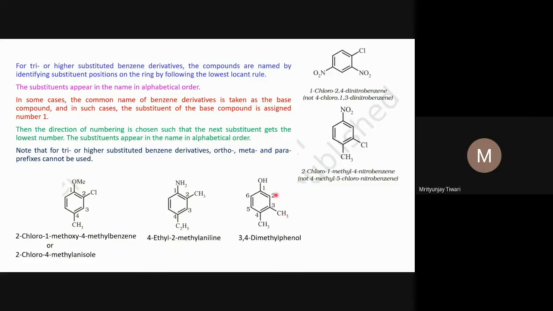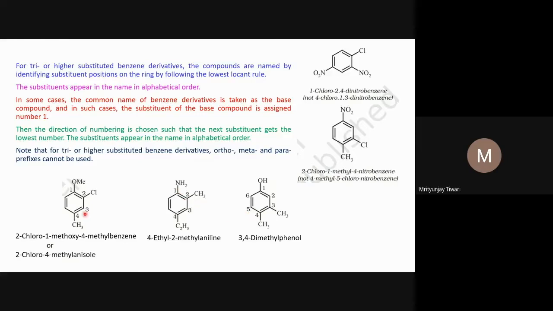In this case, phenol is considered as the base compound. When using the OH group, if phenol is the base compound, then we start numbering from the carbon atom containing the OH group. So 1, 2, 3, 4, and the numbering is done in such a way that the other substituents get the lowest possible numbers. If the numbering is done in this direction, the positions will be fourth and fifth, not third and fourth, and third, fourth are lower numbers. So this is the right way of numbering.